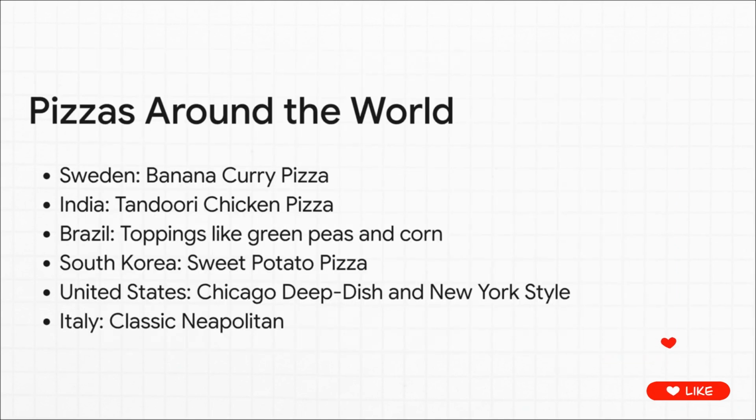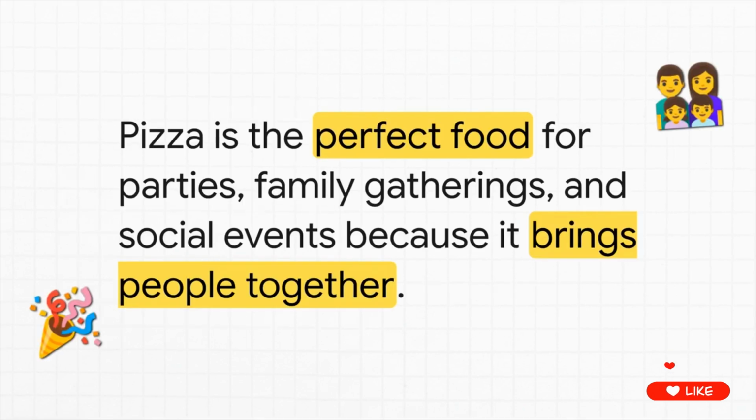And just look at this. This just shows how wonderfully versatile pizza is. It's like a blank canvas, and each country adapts it to its own local tastes and ingredients. I mean, banana curry pizza in Sweden might sound a little strange at first, but it's a beloved local specialty there. And that right there is the real magic of pizza, isn't it? It's a shared experience. It's a reason to gather around a table and just connect with the people you care about. It's a food that's really meant to be enjoyed together.